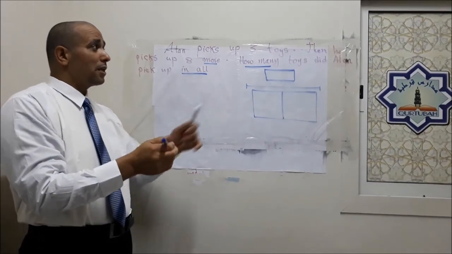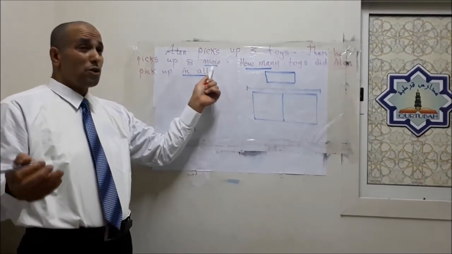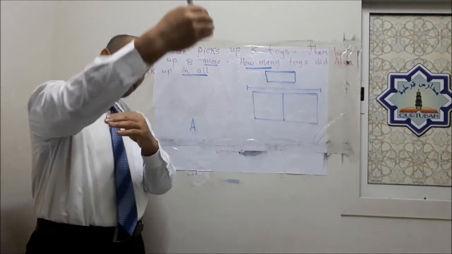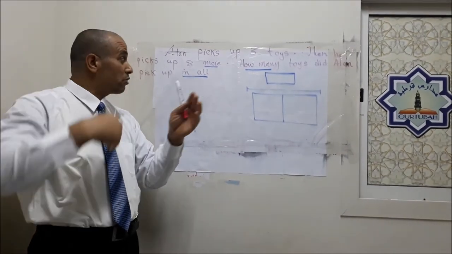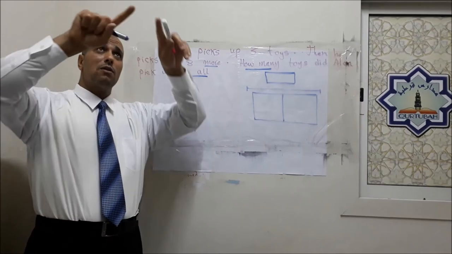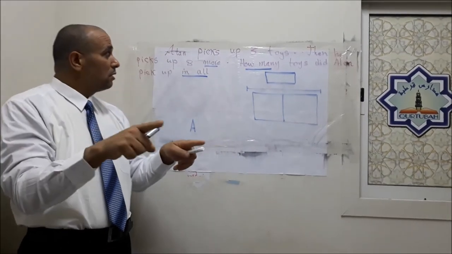When I say how many, I want the number. When I say more, I mean that I added something else to something before. When I say in all, I want everything together, right?